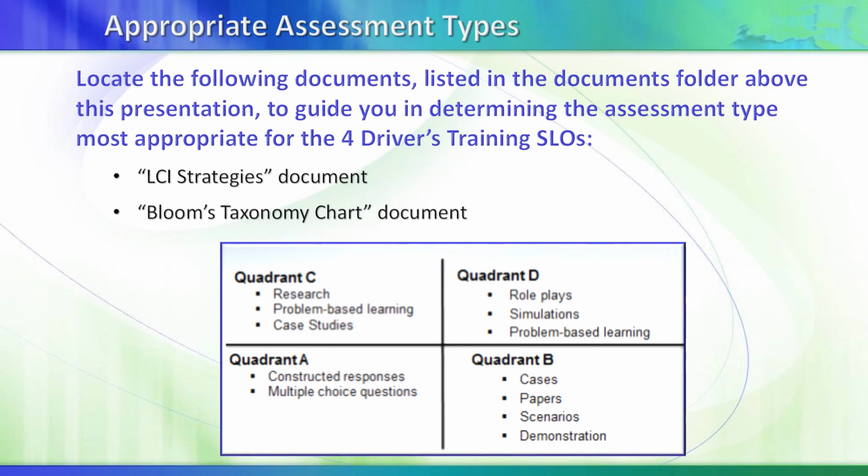Now that the quadrant has been determined for each of the SLOs for the driver's training course, it is time to determine how best to assess each SLO. From the Documents folder listed above this presentation, locate the LCI Strategies document and the Bloom's Taxonomy Chart document. Use these 2 documents to guide you in determining the assessment type most appropriate for each of the driver training SLOs and the quadrant in which each falls.